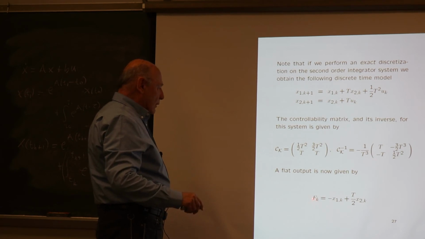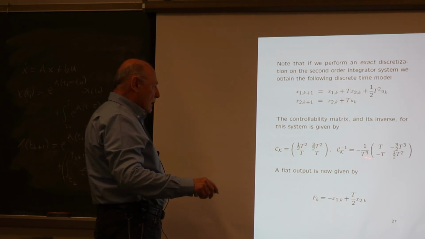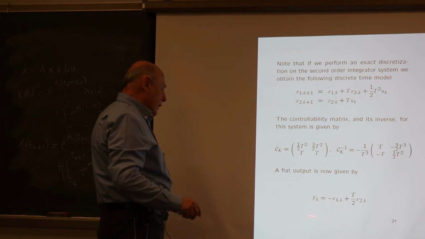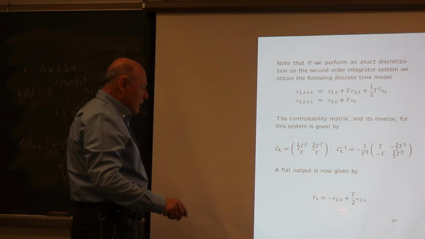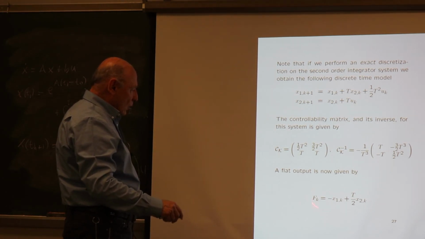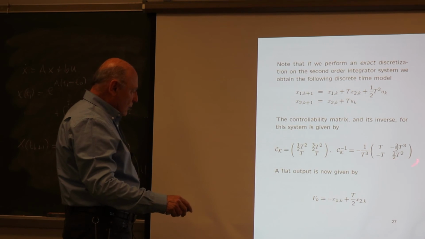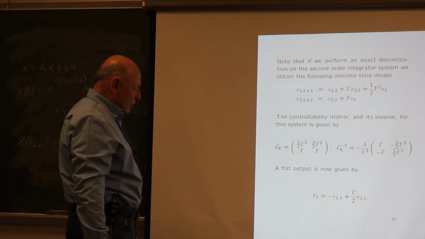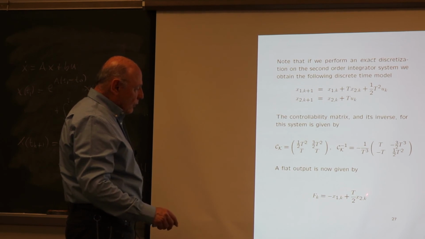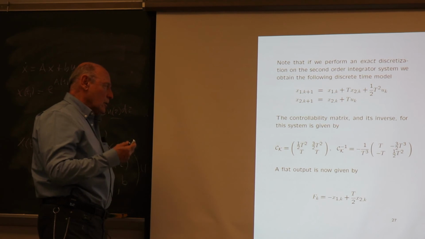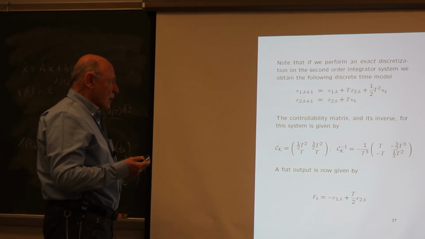And now you have that the flat output, which is proportional to the last row of the inverse of the controllability matrix times the state, can be simplified by eliminating some common factor or constant, which is common to this linear combination, and is just this type of relation. So the flat output involves the two states of the system. Before, we had the flat output related to only the first state of the system.